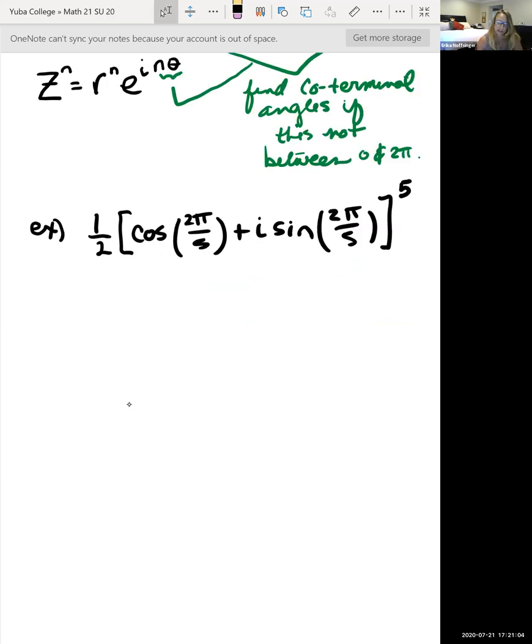When you are doing these, the first thing you want to do is graph this. If we were in rectangular form, you would graph the point. If it's in polar form, we can also graph the point. So for a minute, let's ignore this fifth power. I'm missing a parenthesis, since technically that 1/2 is in there. There we go.